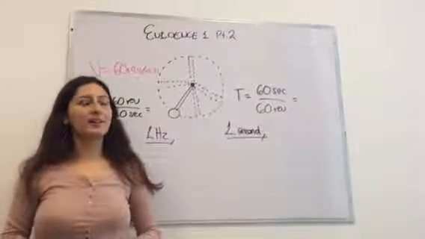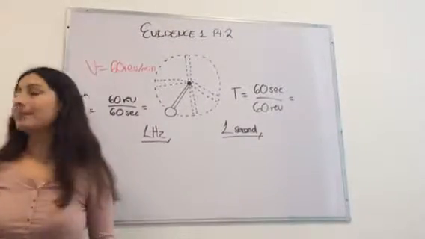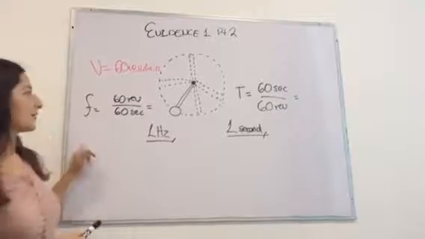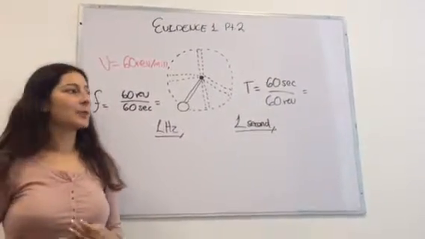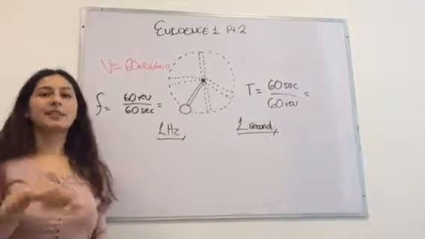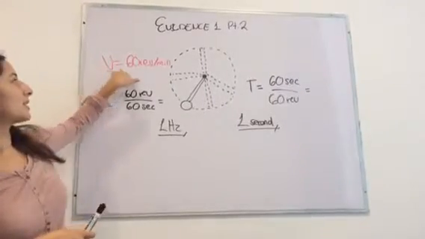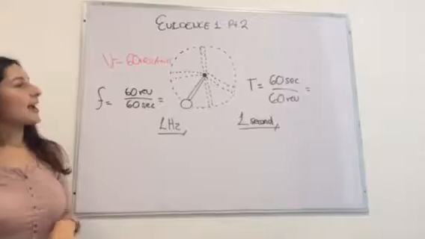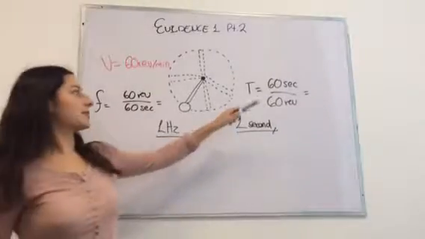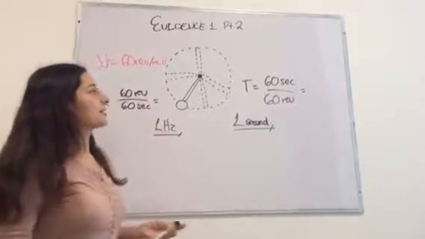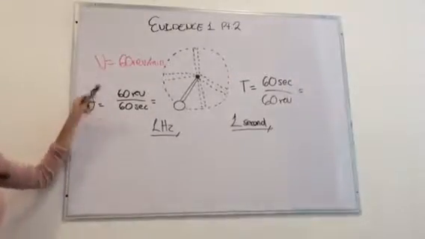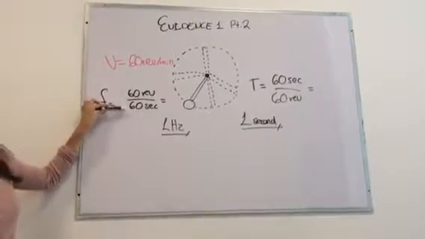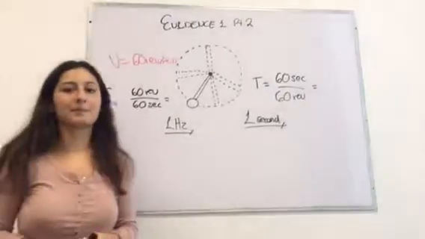So this is evidence 1, part 2, and in the first problem, they ask us to get the frequency and the period of a ball that is tied at the end of a rope, and it's moving in circles. They give us the velocity of 60 revolutions per minute, and to get the period, we have to divide 60 seconds between 60 revolutions equal to 1 second. To get the frequency, we divide 60 revolutions between 60 seconds equal to 1 hertz.